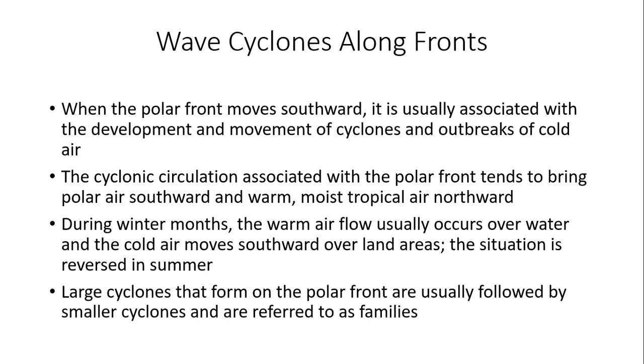This is a process of heat transfer because the areas near the equator are much warmer on the Earth compared to the much colder polar areas. So this is the way the atmosphere redistributes that temperature imbalance, bringing warm air northward and cold air southward. During the winter months, the warm air flow usually occurs over the water, and the colder air usually moves southward over the land areas, and then the situation is reversed in the summertime.